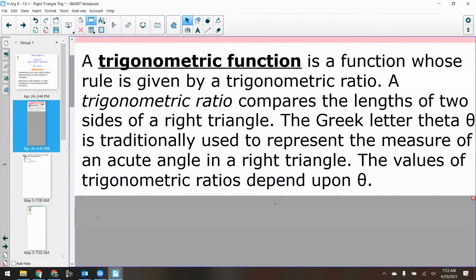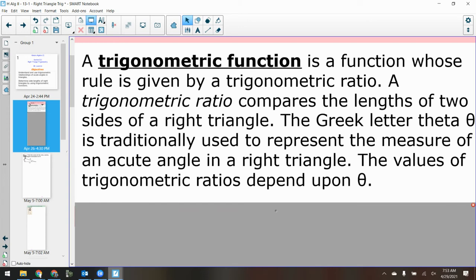Now, what is a trigonometric function? And that's how we say that, trigonometric. A trigonometric function is a function whose rule is given by a trigonometric ratio. Very stupid definition, again. Well, what is a trigonometric ratio then? Yeah, I know, I'm saying that a lot, right? It's either sine, cosine, or tangent, or their inverses. Basically, that's it. There are three trigonometric ratios, sine, cosine, and tangent, but you also have their inverses as well.